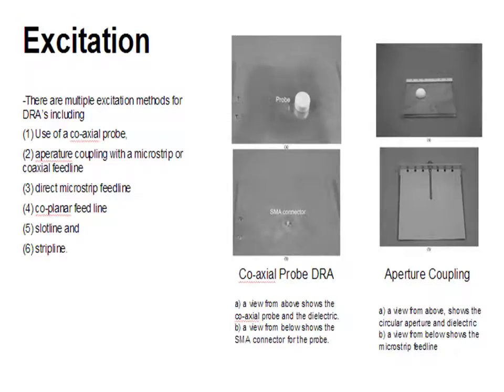Excitation. There are multiple excitation methods for DRAs, including the use of a coaxial probe, aperture coupling with a microstrip or coaxial feed line, direct microstrip feed line, coplanar feed line, slot line, and strip line. And here you can see 2 pictures, one showing a coaxial probe DRA and one showing one with aperture coupling.